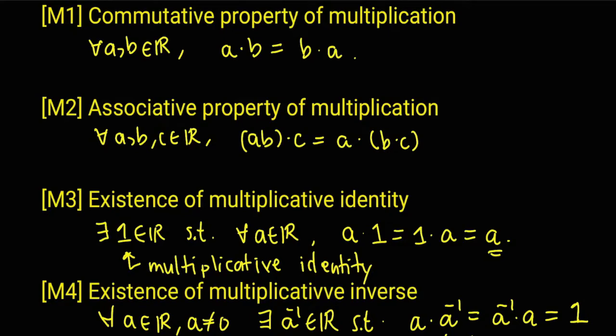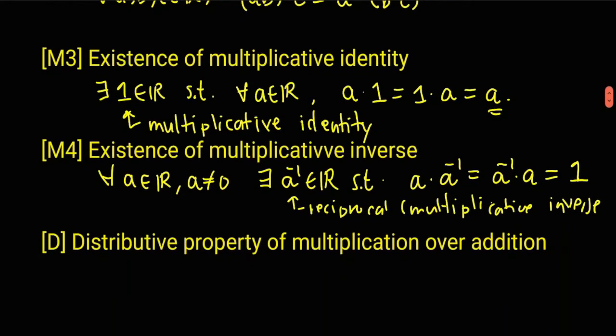Now, for the last property of the field axioms, we add another property, the distributive property of multiplication over addition, or sometimes we'll just call it D, or DPMA. The distributive property of multiplication over addition gives us a rule whenever we are multiplying a sum. So suppose we have three real numbers A, B, and C, and that we have the product of A and the sum of B plus C.